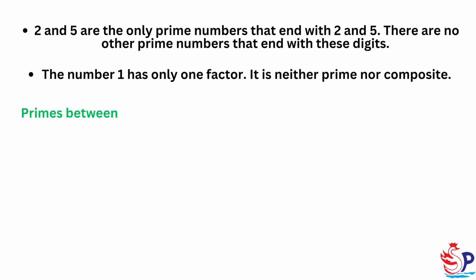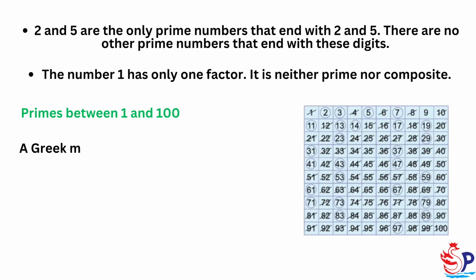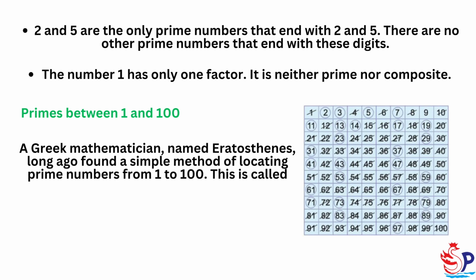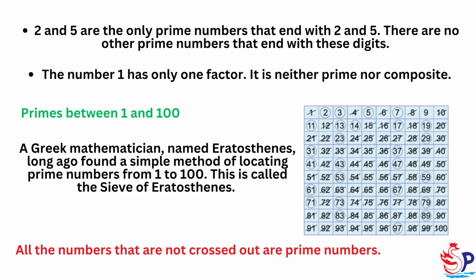Primes between 1 and 100. A Greek mathematician, named Eratosthenes, long ago found a simple method of locating prime numbers from 1 to 100. This is called the sieve of Eratosthenes. All the numbers that are not crossed out are prime numbers.